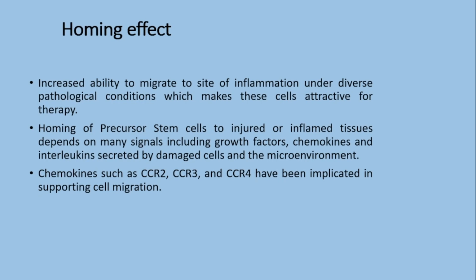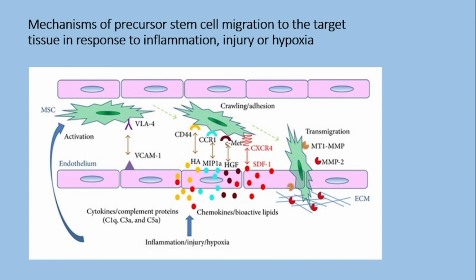And we know that specific chemokine receptors like CCR2, 3, and 4 have been implicated as biological factors, sort of the chemoattractors which support cell migration. It's about the same picture, the same illustration, slightly in a different way. You can see there's a site of inflammation, injury, or hypoxia that will produce those chemoattractants, the chemokines, various complement proteins, various bioactive lipids that will act as chemoattractors for the precursor stem cells, attracting them from the systemic circulation, promoting their migration through the endothelium of the blood vessel wall and penetration into the tissues.